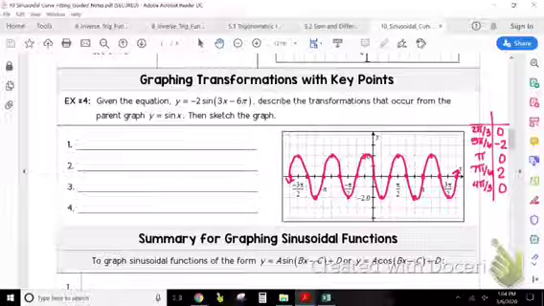I'm gonna take that revenue. Okay, so there's our graph. And so that is example 4.